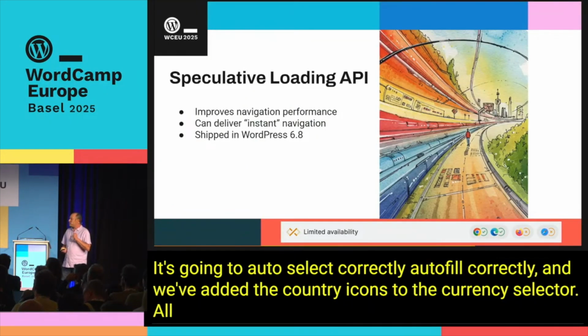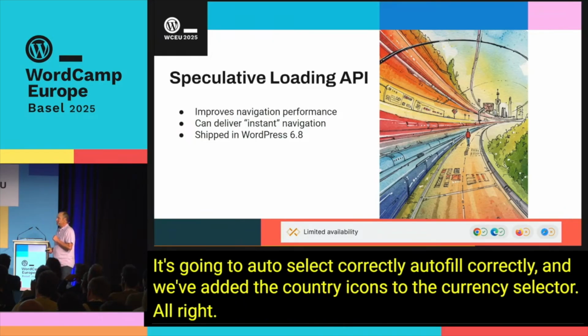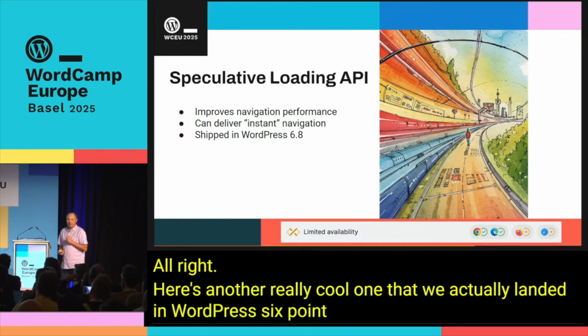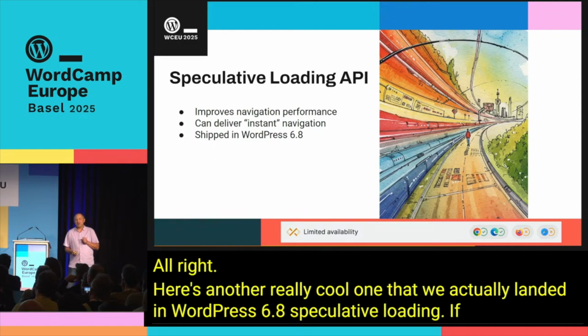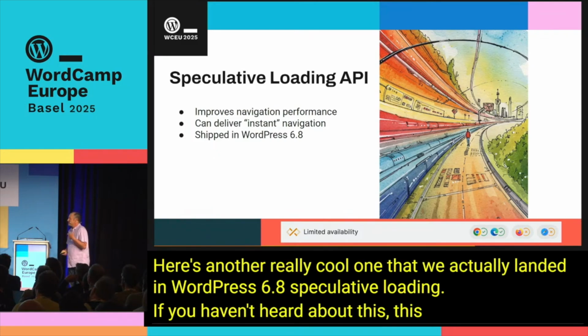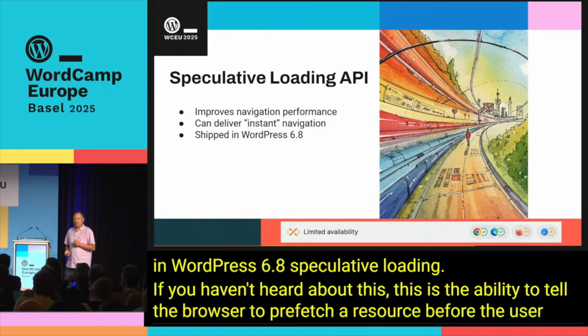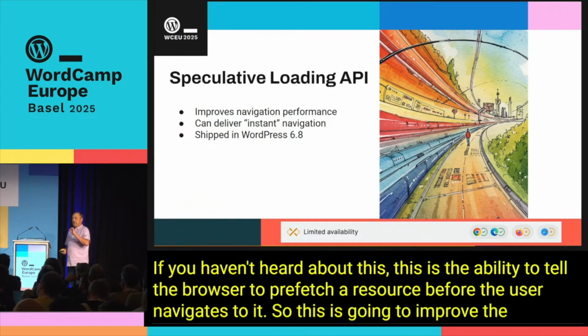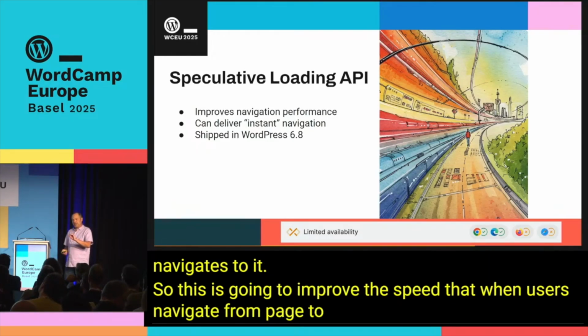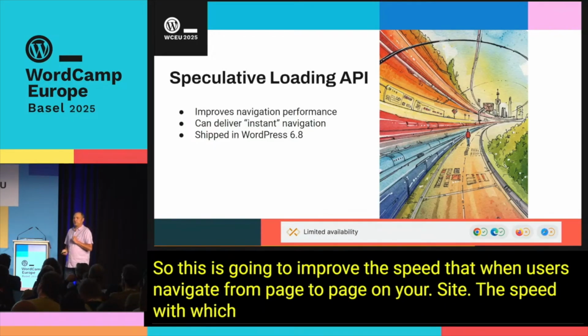All right, here's another really cool one that we actually landed in WordPress 6.8, speculative loading. If you haven't heard about this, this is the ability to tell the browser to prefetch a resource before the user navigates to it. So this is going to improve the speed with which pages load when users navigate from page to page on your site.